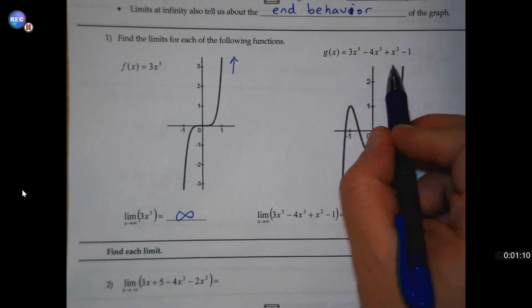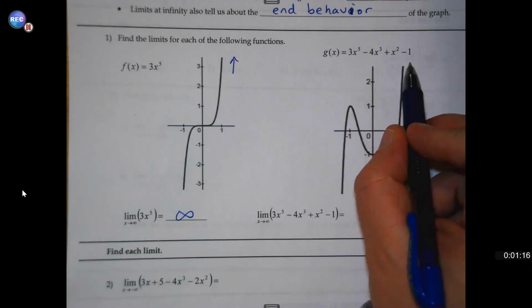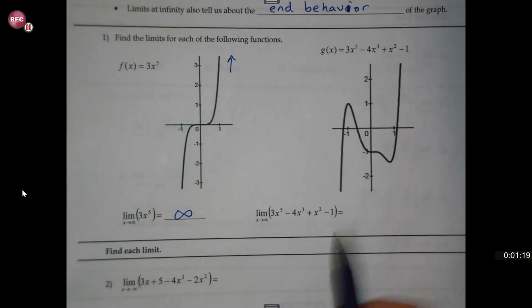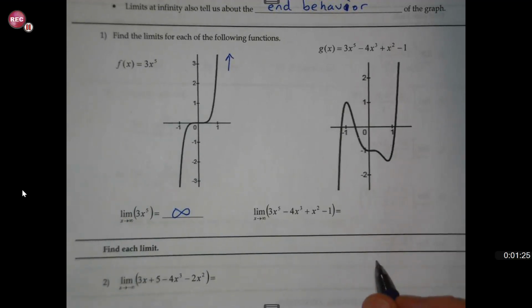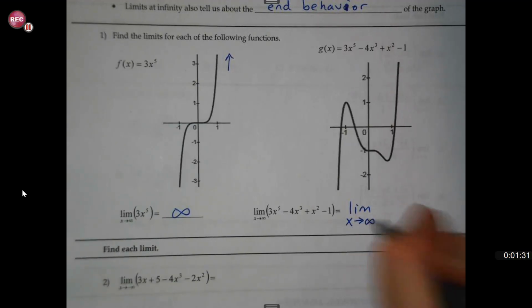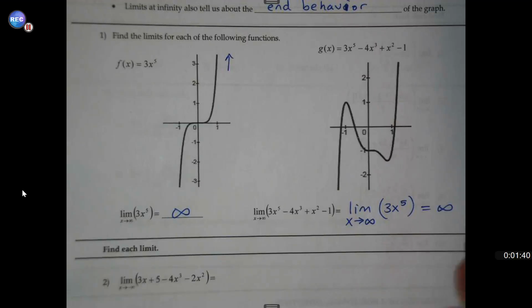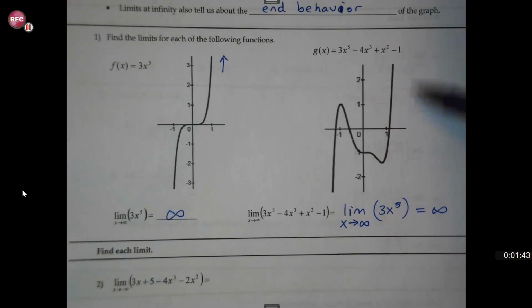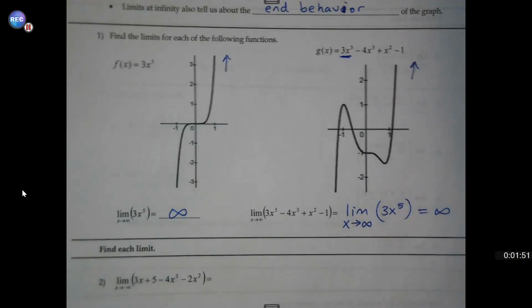So if we come over to this function, g of x equals 3x to the fifth minus 4x cubed plus x squared minus 1. The graph looks like this. And if we didn't have the graph there, but just wanted to say what the limit of that function was as x goes to infinity, well, the term with the highest power is actually the one that controls the end behavior of the graph. So you can kind of just ignore all those other terms except 3x to the fifth. We know from before the value of this limit is infinity. So that means the value as x goes to infinity of this function would be infinity as well. Okay, so the term with the highest power controls the ends of the graph.